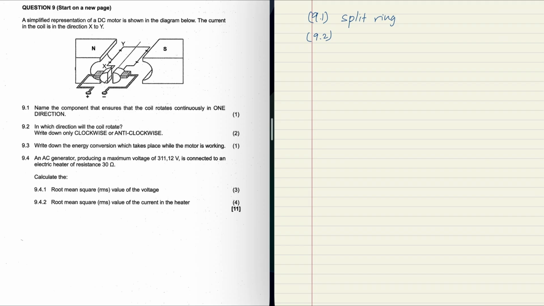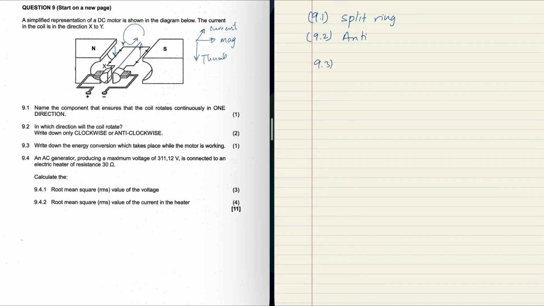Question 9.2, in which direction will the coil rotate? So here you have to use your left hand. Your index finger is pointing in the direction of the magnetic field, so this way. Your middle finger is pointing in the direction of the current, so current is going away from us, and that means our thumb is going to point down. So this is the magnetic field, this is the current, that means our thumb is pointing down. That means that this part is going to move down, and that part is going to move up. So it's moving in this direction. That is an anti-clockwise direction.